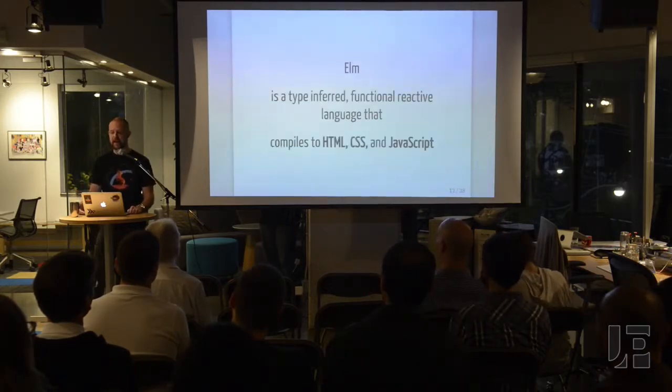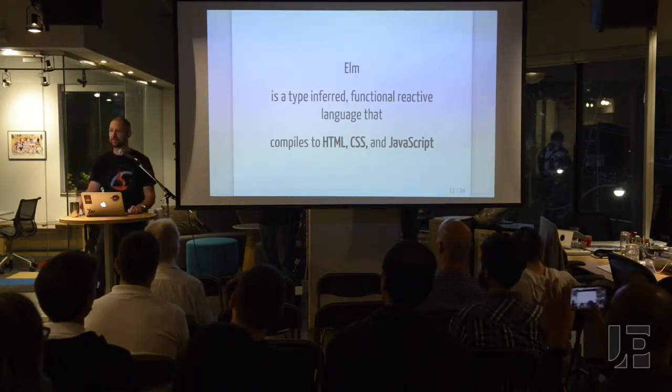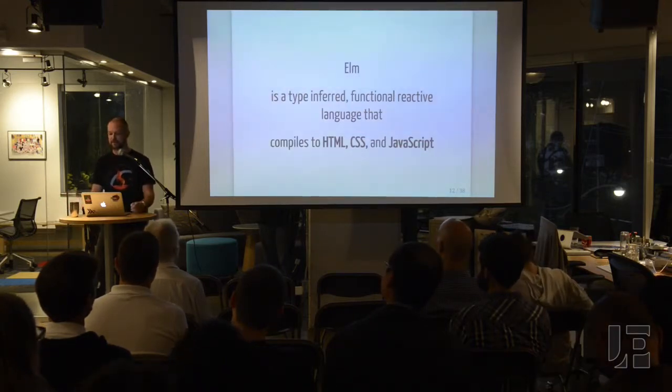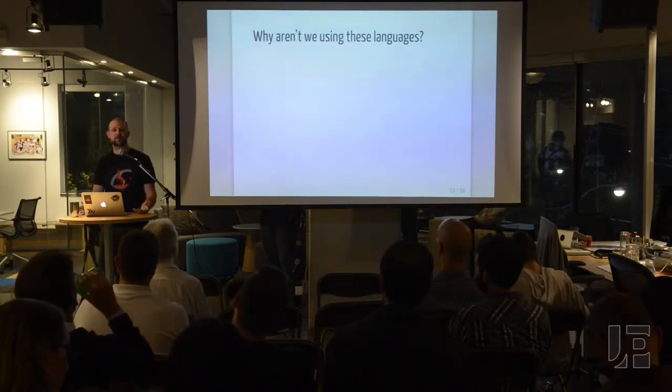And more specifically, Elm is a type-inferred functional reactive language. It compiles to HTML, CSS, and JavaScript. So it's for building front-end applications. It's for building the web front-end of your application. So the question is, why aren't we using these languages? If they're so great, why aren't we using them?